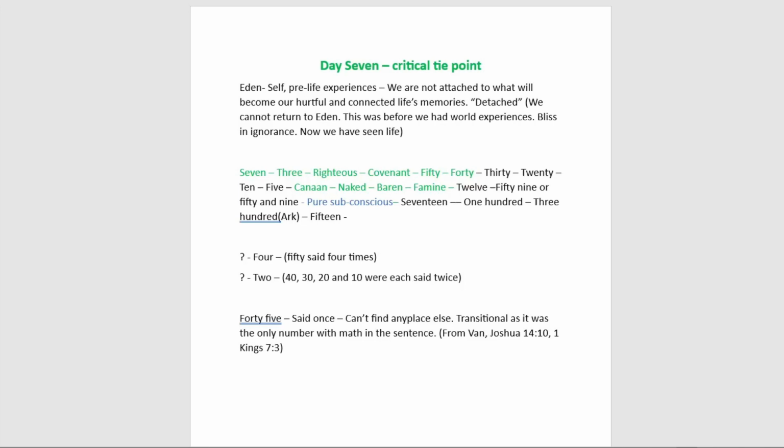In 7 days I will have it rain for 40 days and 40 nights, and after 7 days it rained for 40 days and 40 nights. So it's said twice there in a confirmation that 7 and 40 are the same. And then we see that emerge elsewhere.